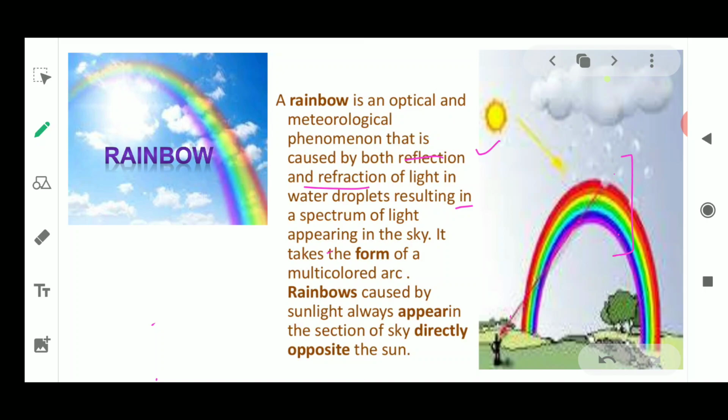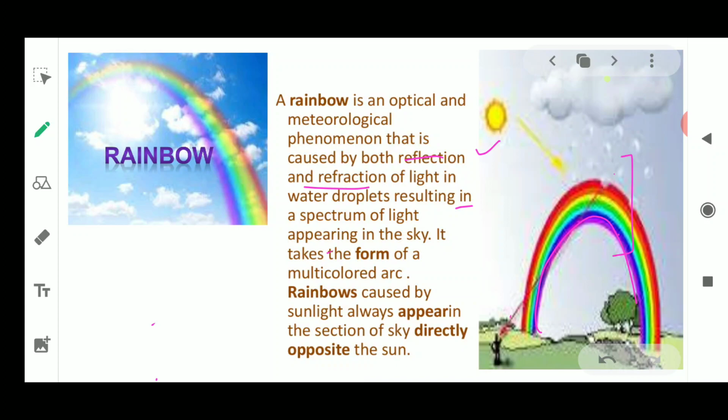Now how is this arc formed? It is because the light rays are refracted, and the horizon of the earth is curved. So we see these colorful arcs when the rainbow is formed.